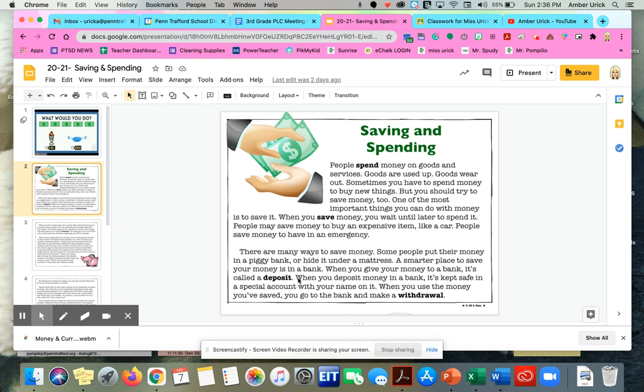Then at the bottom, we have the words deposit and withdraw. Depositing money, we put it in the bank. And a deposit just means to put in. The bank will hold it for us to withdraw or take out later. So there's some more details there with those words that you can read.